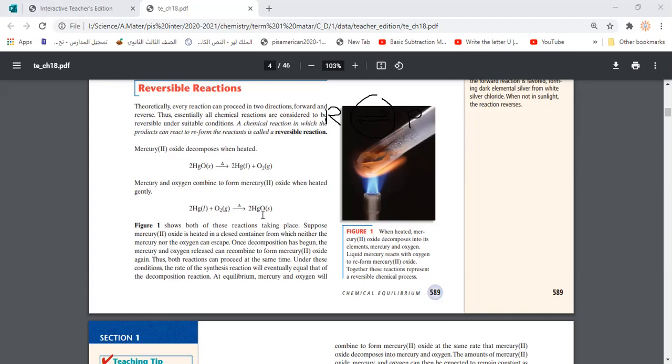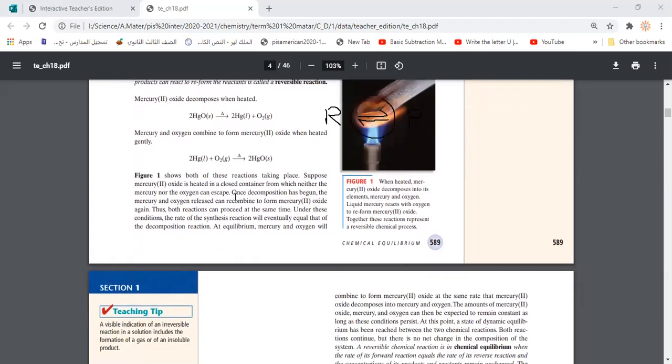That means after some time the two reactions work together at the same rate. At a certain point we find the concentrations no longer change. That means after a certain time, once we reach equilibrium, we always find for each 2 moles of mercury oxide, 2 moles of mercury and 1 mole of oxygen gas, and this ratio will be constant. So we call this being in chemical equilibrium.